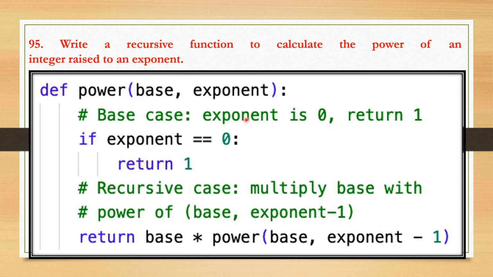The base case is when the exponent becomes 0. In this case, any number raised to the power of 0 is 1, so we return 1 here. In the recursive case, the function multiplies base with the result of the recursive call to power, where the exponent is decreased by 1. So recursive calls continue until the base case is reached. So here the function returns the result of multiplying base with the power of base, exponent minus 1.